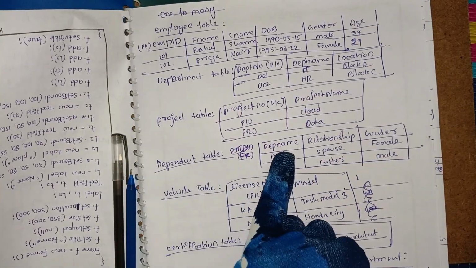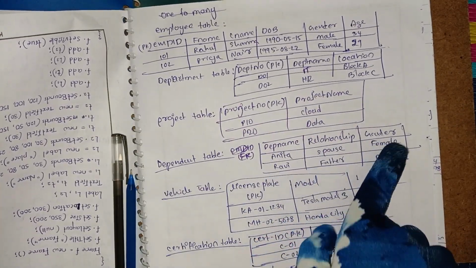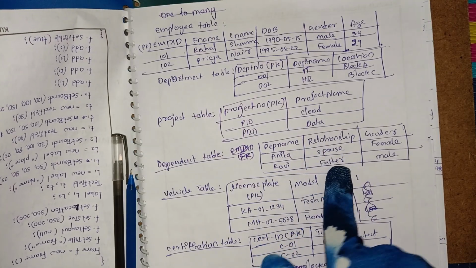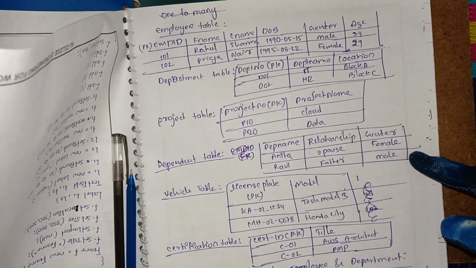Here in the dependent table: dependent name, relationship, gender. Values are Anita, Ravi; relationship spouse, father; and gender female and male.